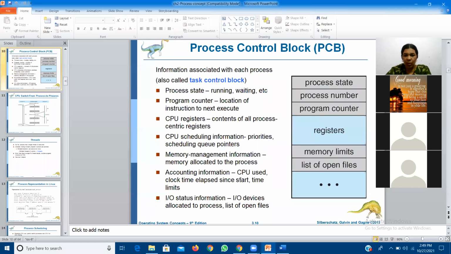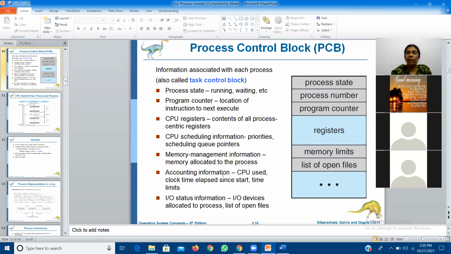Next, accounting information. Like you people, you are students of SVERI. Your record is maintained at the department level, and your record is also maintained at the office level, right? Separate files have been created for you in the office of our college. So some accounting information is required to be maintained in the system.